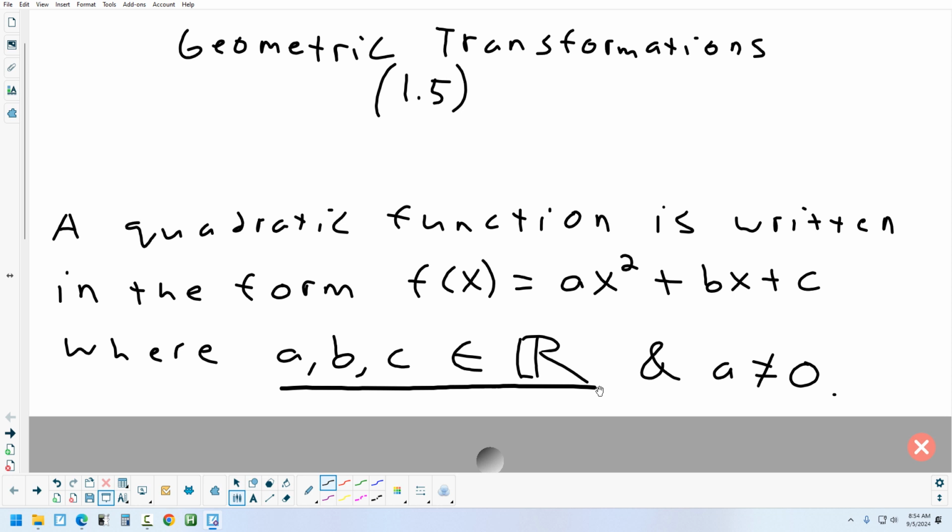Why can't a be 0 in a quadratic? What would happen if a was 0? Courtney? It would make x equal 0. Well, it wouldn't necessarily make x equal to 0. It would make a 0. But what would that do to your expression?